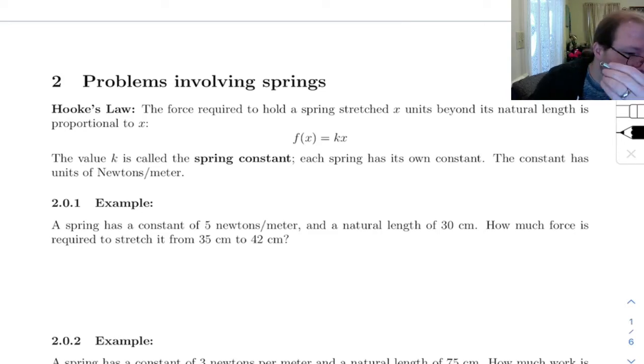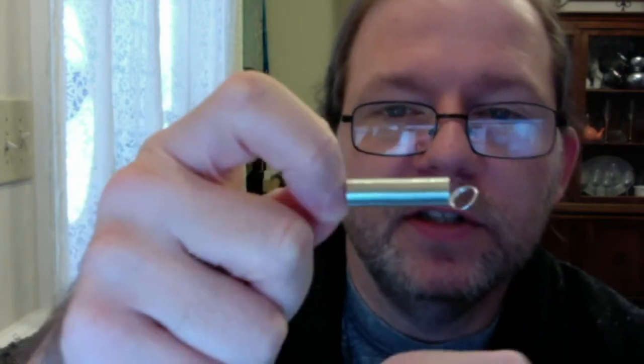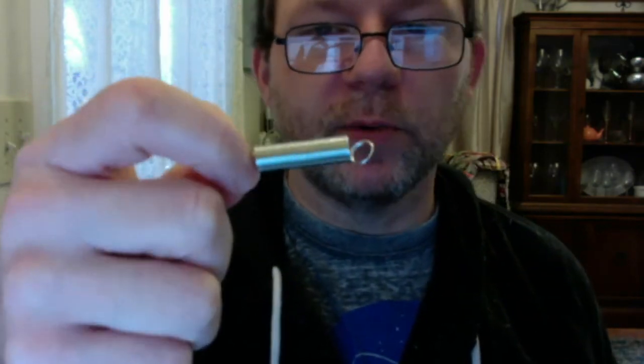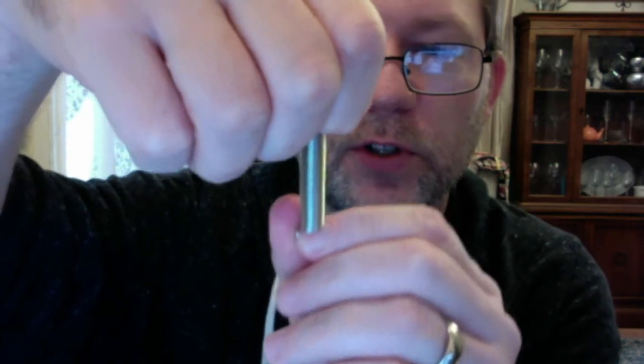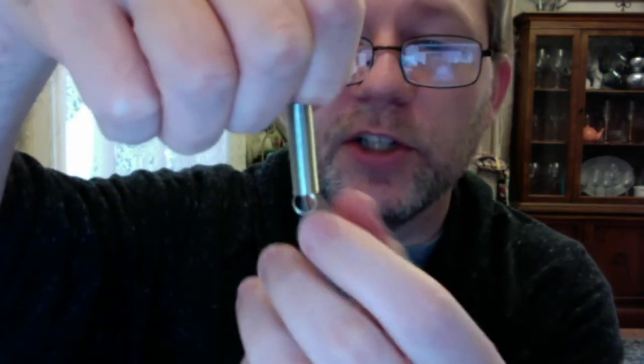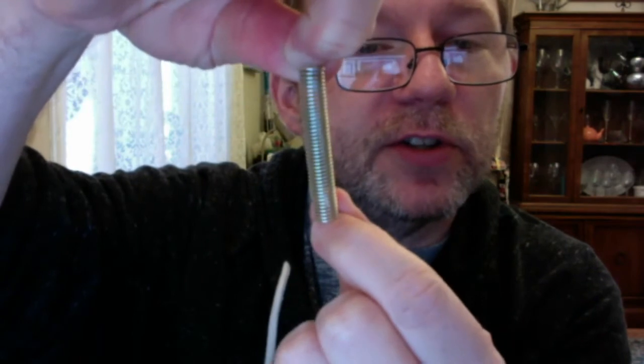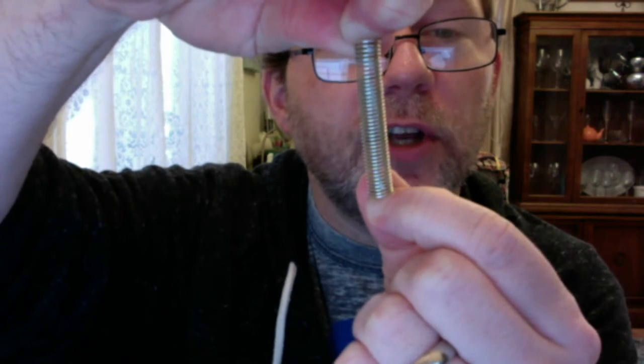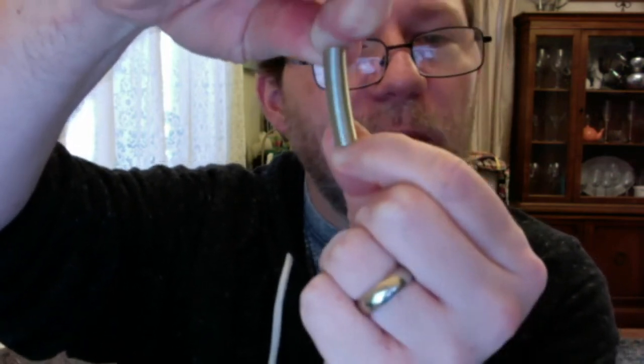So let's look at a spring for a second. I've got this little spring, and its natural length is whatever the length is from one end to the other. Now, if I just hold the spring like this, it doesn't take any force to hold it at this length. If I do exert a force across it, the spring's going to stretch. If I exert a certain amount of force and stretch it 1 centimeter, and I stretch it another centimeter, so 2 centimeters, it takes twice as much force. So that's the idea behind Hooke's law.